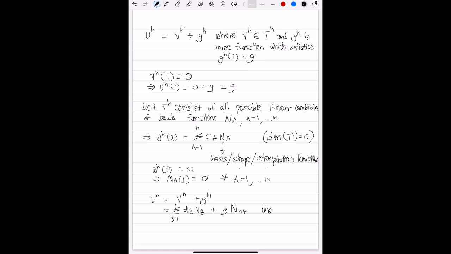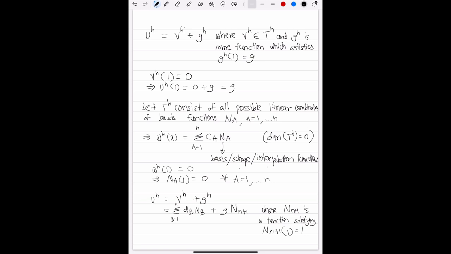Now here N n plus 1 is basically some function which satisfies N n plus 1 at x equal to 1 is equal to 1. So we already know that all of these functions Nb at x equal to 1 are 0, whereas N n plus 1 at x equal to 1 is 1.